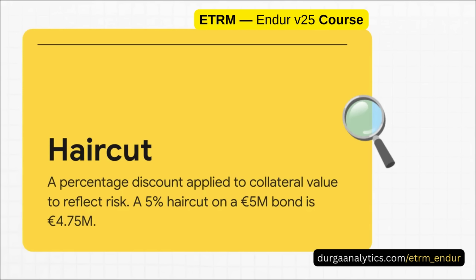So your counterparty posts some collateral. Great. But is €1 million in cash the same as €1 million in a corporate bond? No way. Absolutely not. And that's where the haircut comes in. It's a risk-based discount that you apply to any non-cash collateral. And this example shows it perfectly. A €5 million bond with a 5% haircut only gives you €4.75 million in actual credit coverage. This protects you in case that collateral itself starts to lose value.